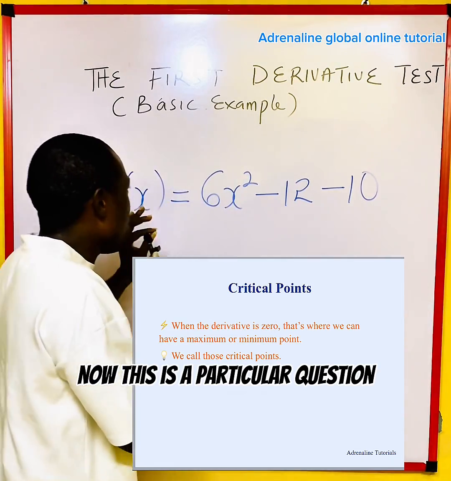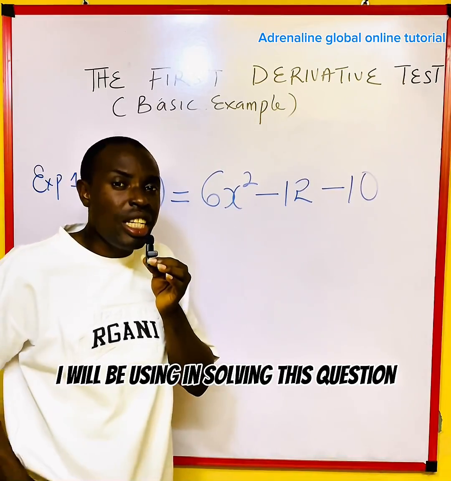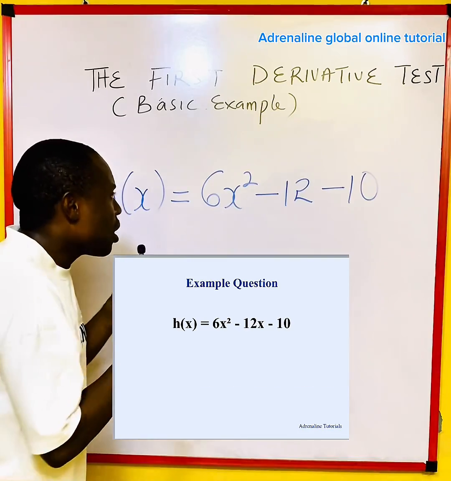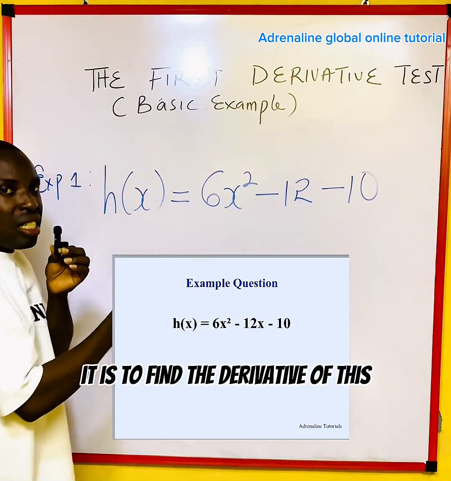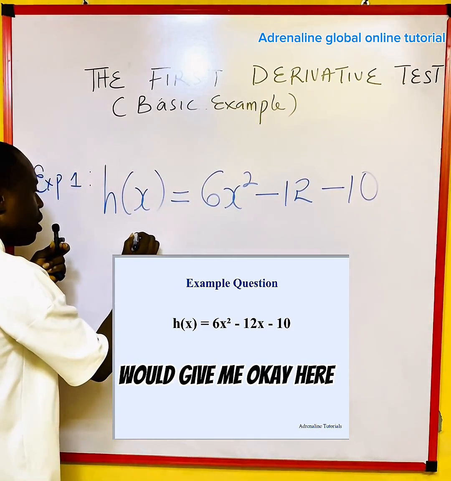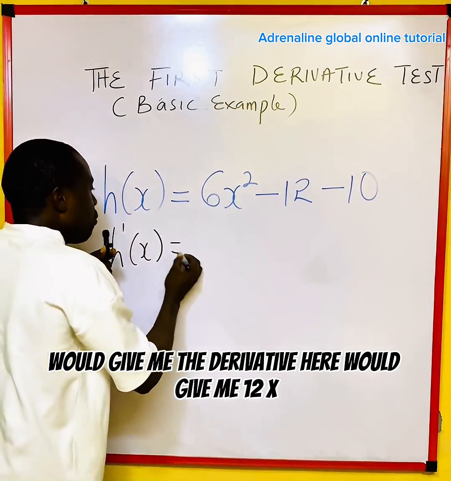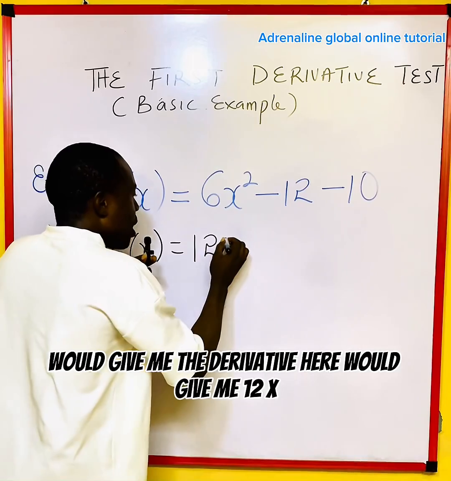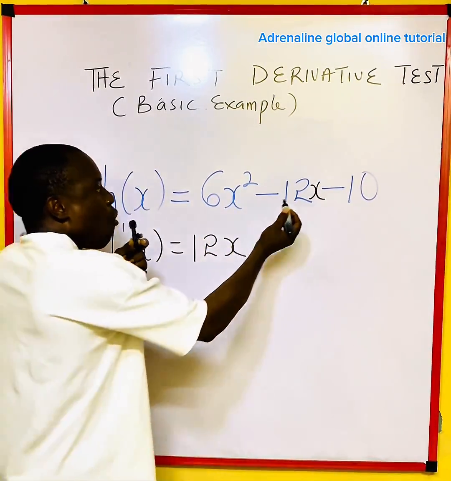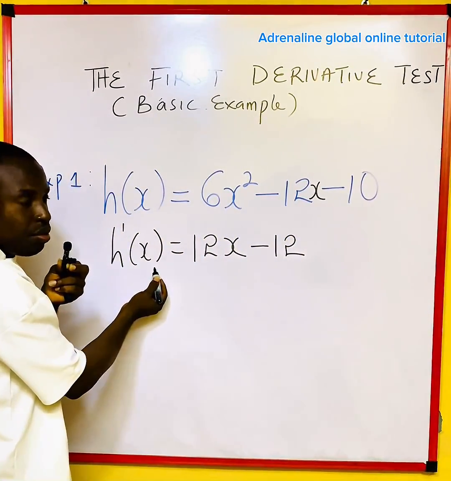Now, this is a particular question. Follow the steps I will be using in solving this question. So, the first step is to find the derivative of this. Here would give me 12x minus 12. This is the derivative.